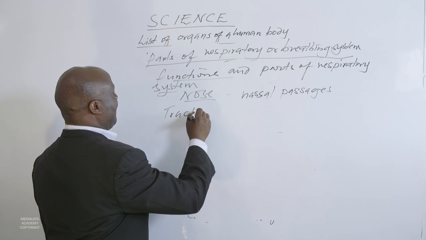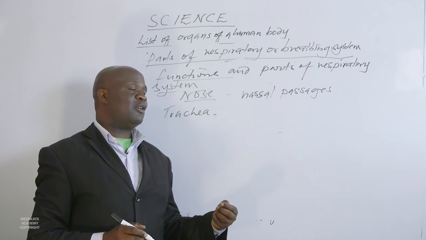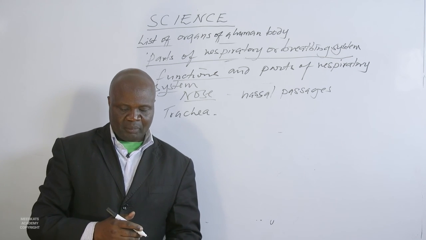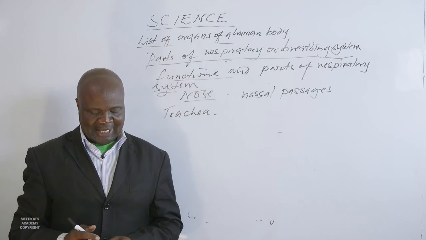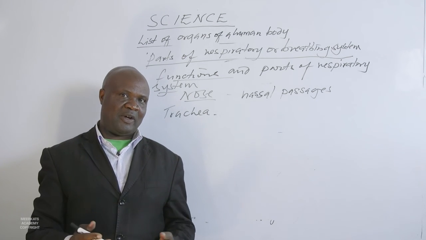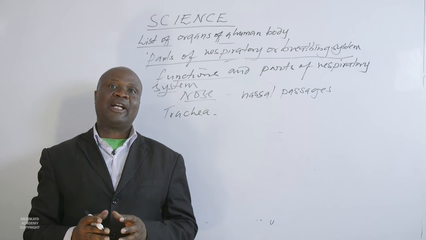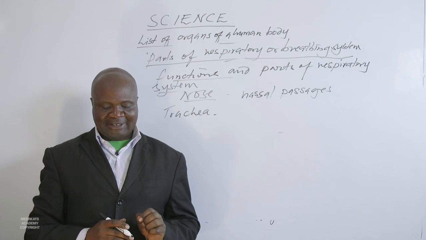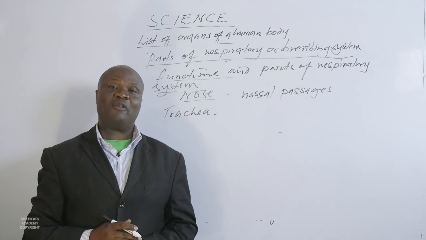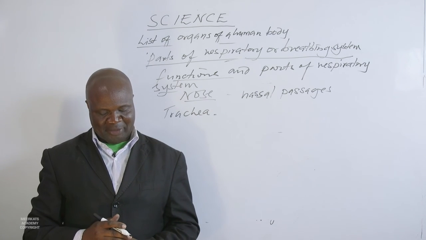Then we can go to the trachea itself and see its functions. What are the functions of this windpipe? The trachea takes the air from the nose to the lungs. That's one function of the trachea. The trachea is kept open by C-shaped rings, rings of cartilage. So the trachea is made up of C-shaped rings of cartilage.